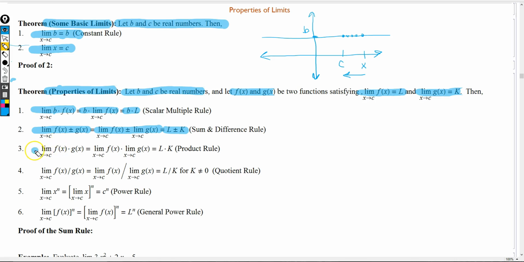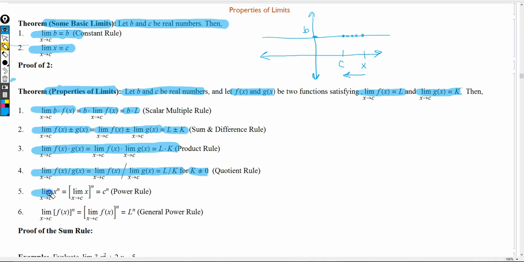Alright. We have the same rule for the multiple. Limit of f times g is limit f times limit g, or L times k. Same thing, we have a quotient rule. Limit of f divided by g is limit f divided by limit g. That's L divided by k. As long as the k does not equal 0, though, right? You can't divide by 0. Okay. Finally, the power rules.